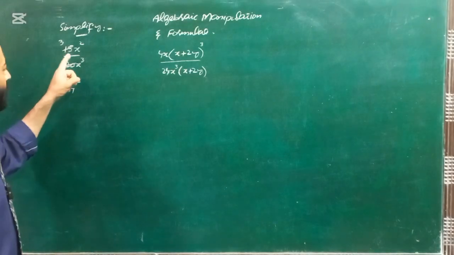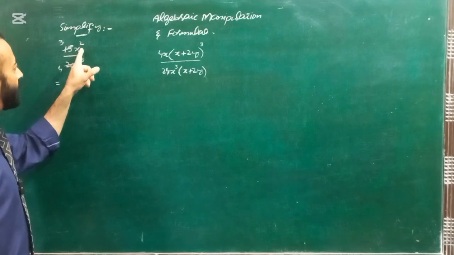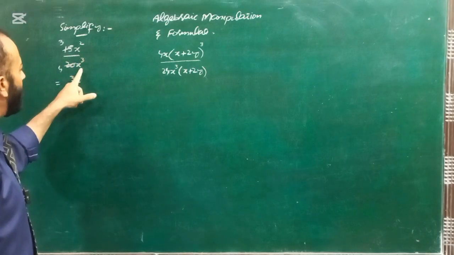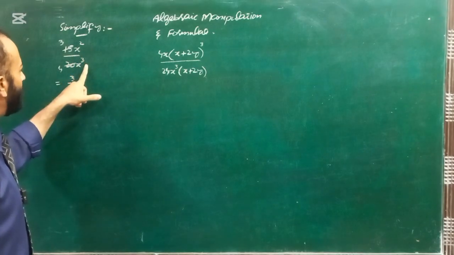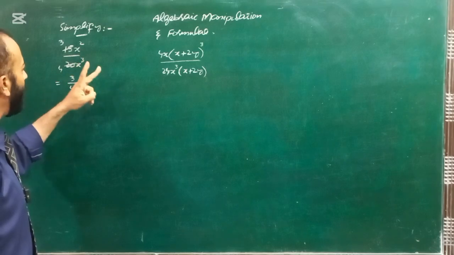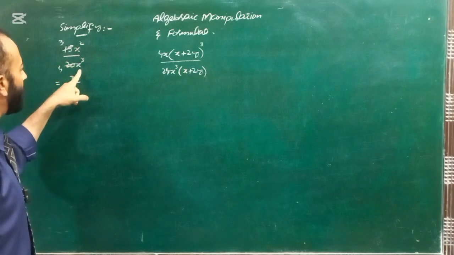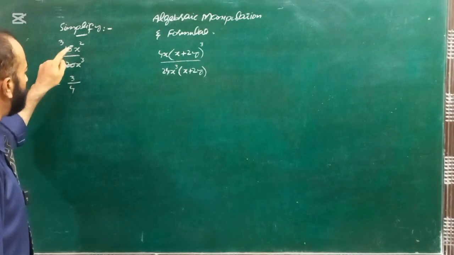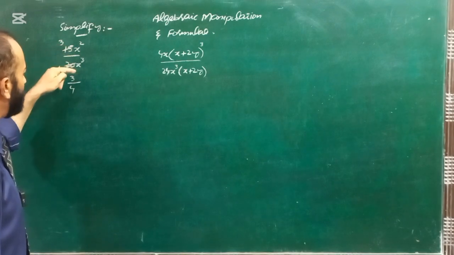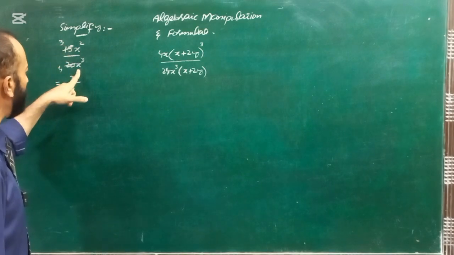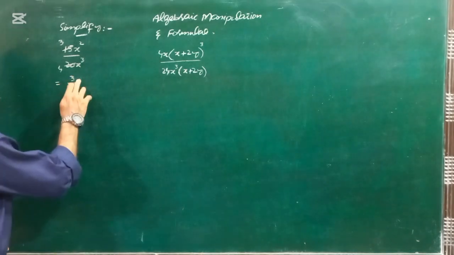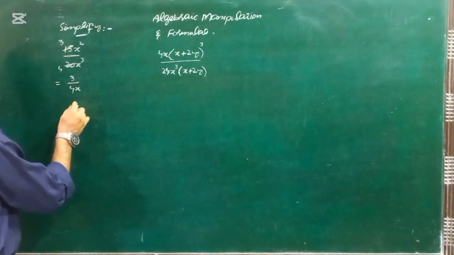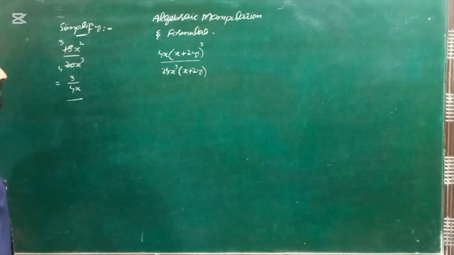And if you look, there is x square in the numerator and x cube in the denominator. So it means there are 2x in the numerator and 3x in the denominator. So 2x will be cancelled by 2x in numerator and denominator. So 1x will be left in the denominator. So 3 by 4x is the answer.